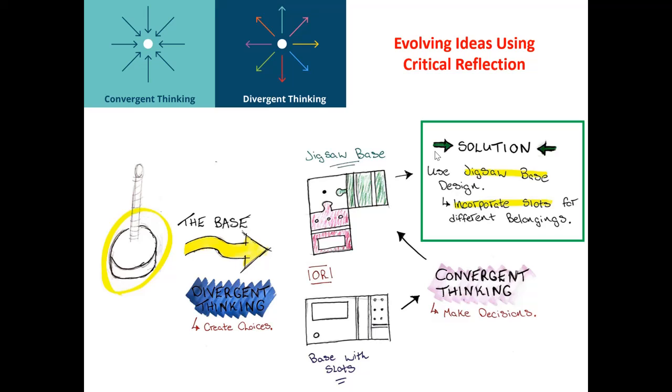Come up with ideas, create choices for myself, then go back to convergent thinking, which is making decisions on the choices you've made to come up with a solution. That's just an example there for the base. I had two options and I went with the jigsaw one and blended them together as well.